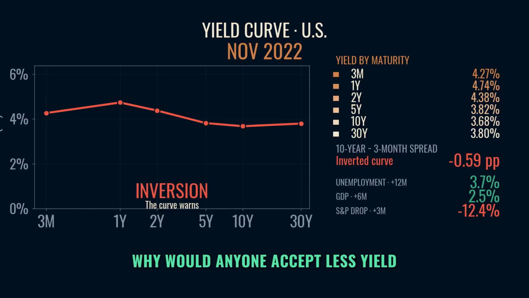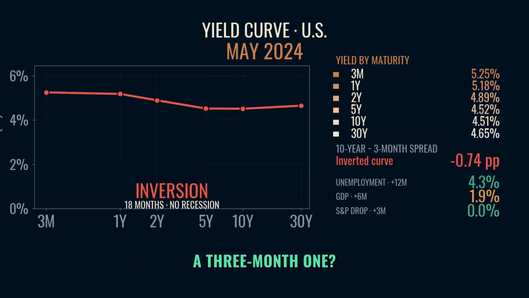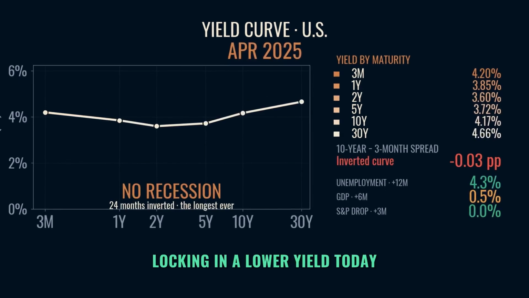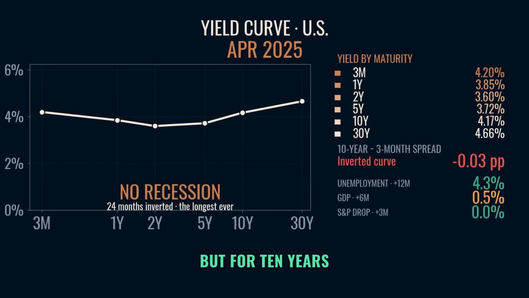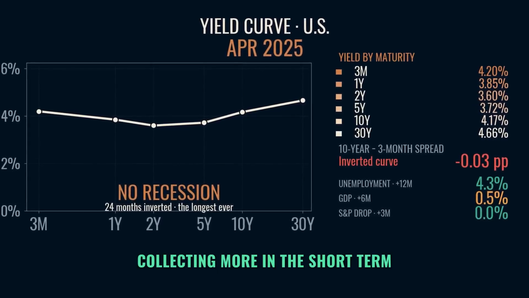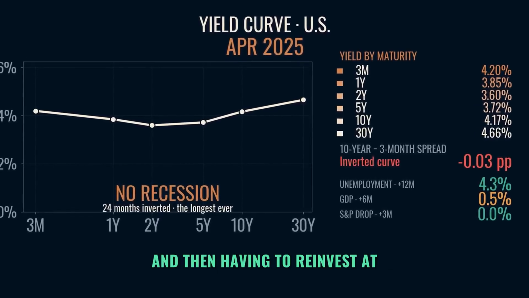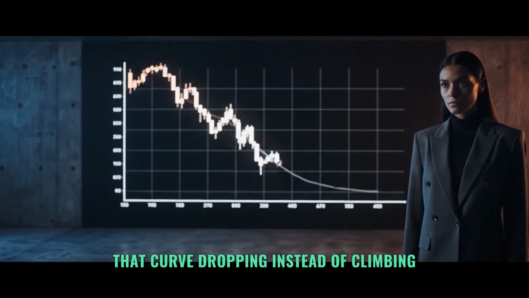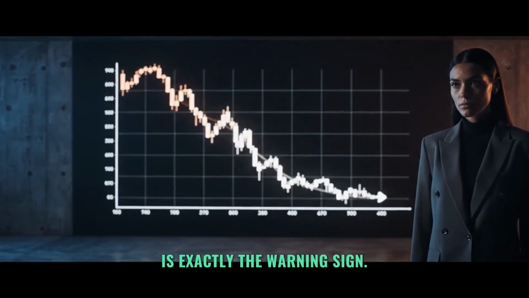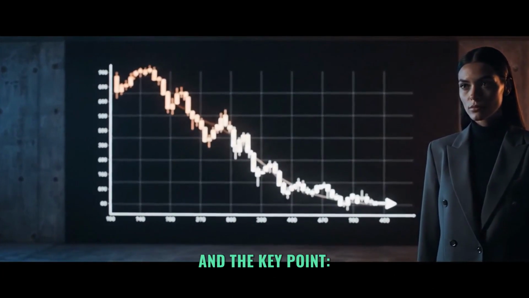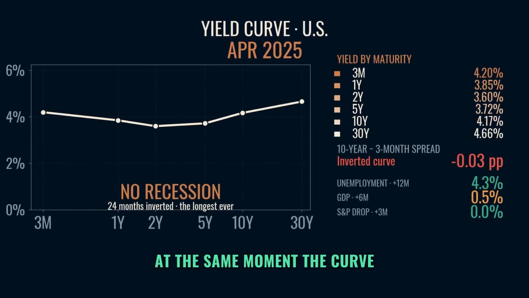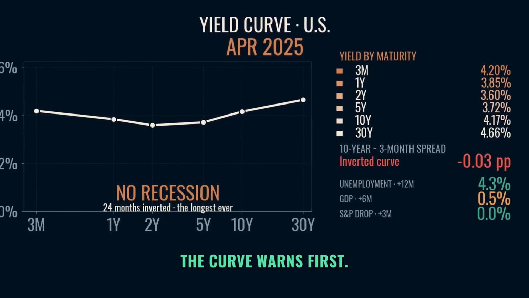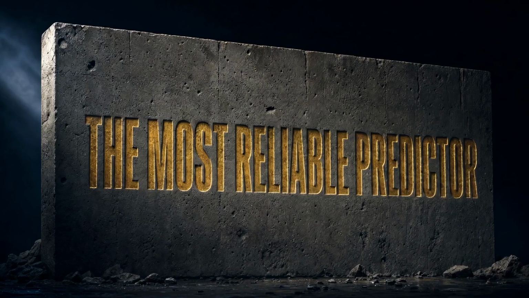Let us pause here, because this is the part that takes the most effort. Why would anyone accept less yield on a 10-year bond than on a 3-month one? Because the investor believes there will be even less tomorrow. Locking in a lower yield today but for 10 years looks like a better deal than collecting more in the short term and then having to reinvest at rock-bottom rates. That downward slope, that curve dropping instead of climbing, is exactly the warning sign. And the key point, employment and growth do not collapse at the same moment the curve inverts. They weaken afterward with a lag. The curve warns first.